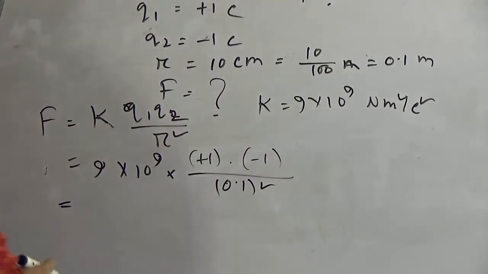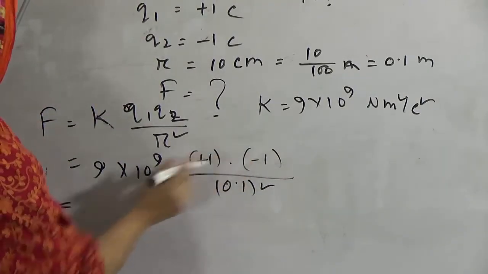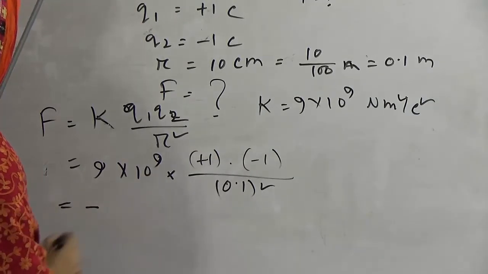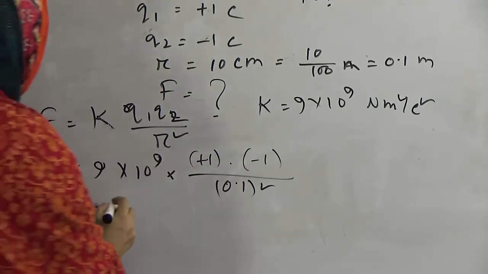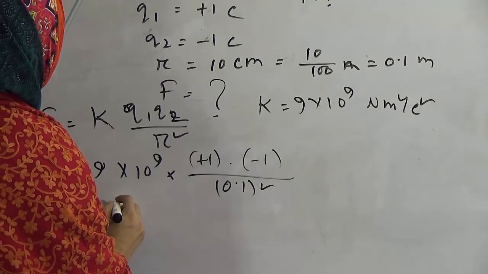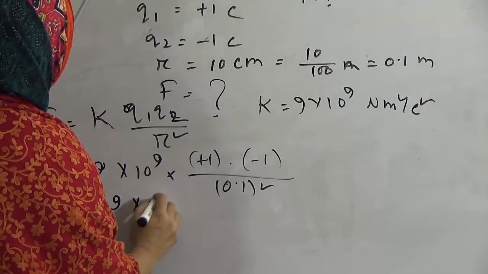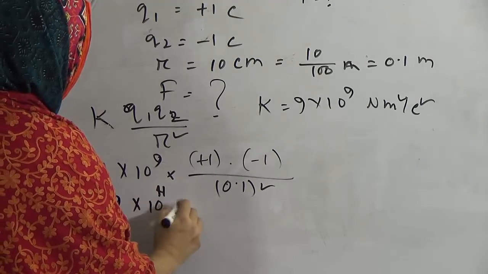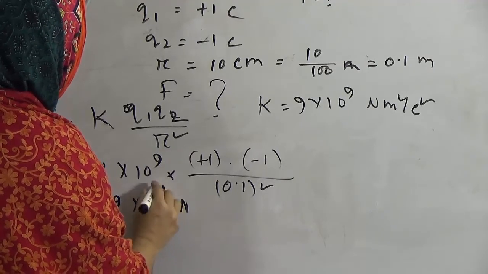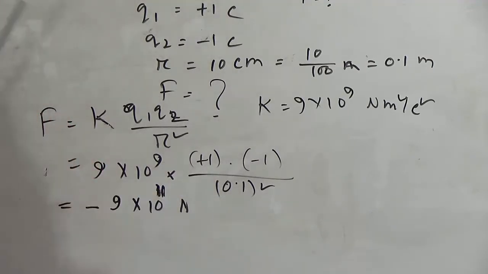So by doing this calculation, this is plus and minus. Plus and minus will be minus, and by doing this calculation we will get the value minus 9 into 10 to the power 11 Newton. The unit of force is Newton.